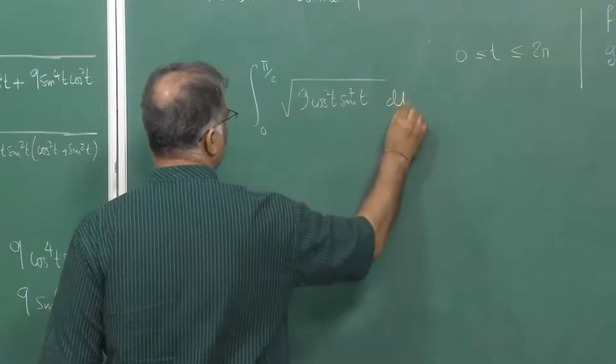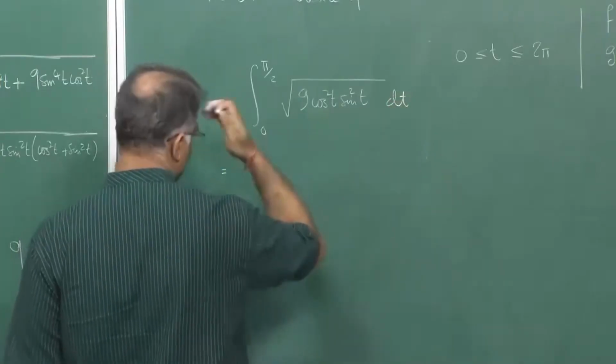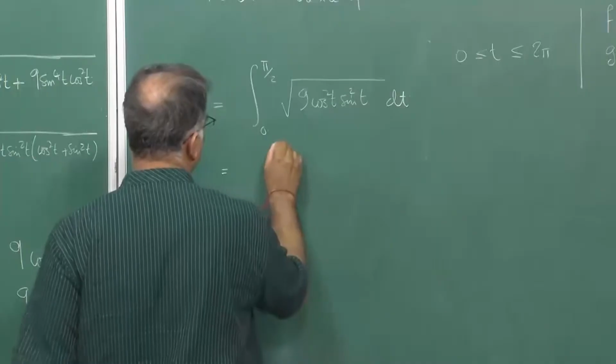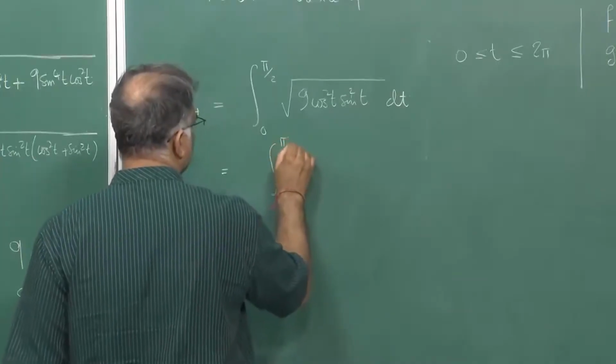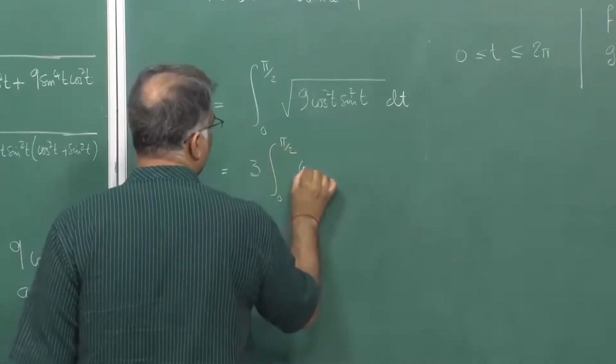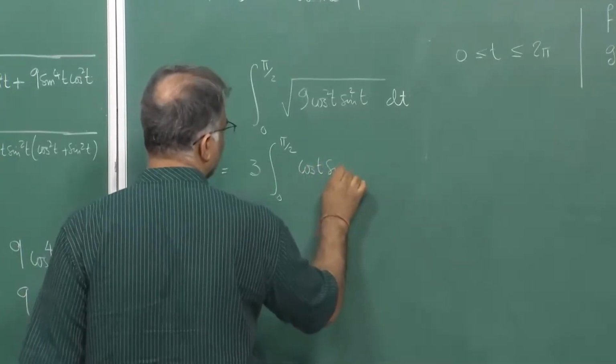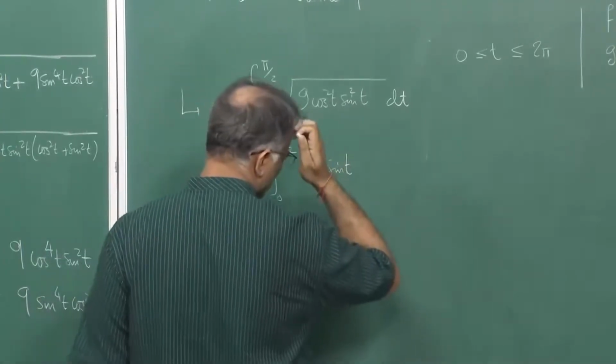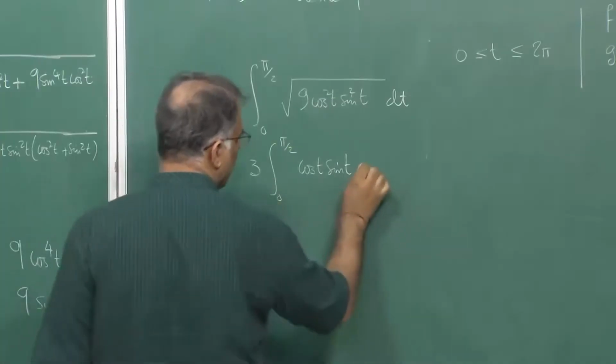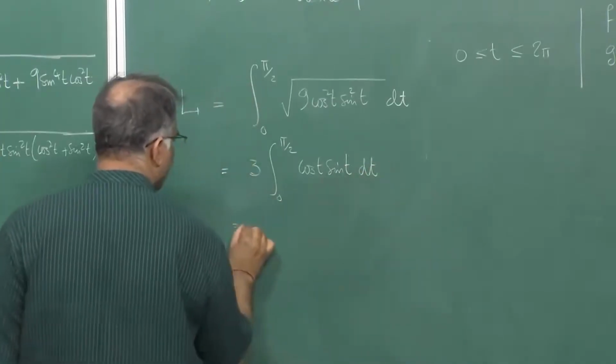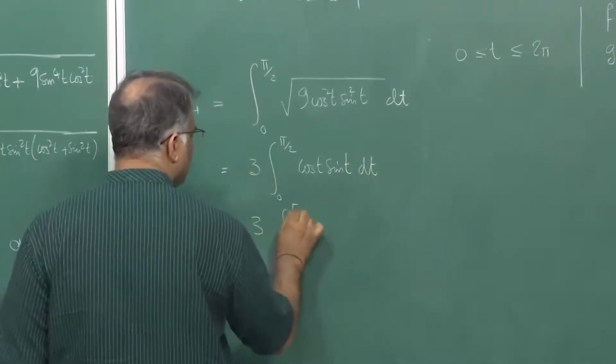So, if I take the root out, because cos t into sin t is positive, I will have integral 0 to pi by 2 of 3 cos t sin t dt. So, this can be replaced by 3 integral 0 to pi by 2.